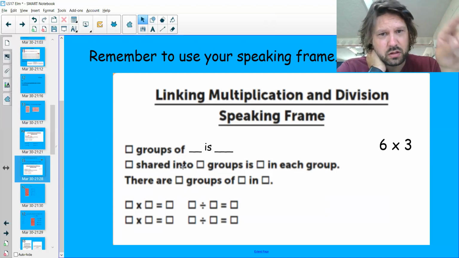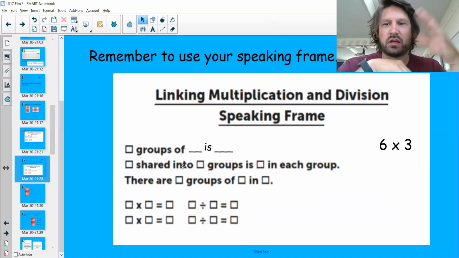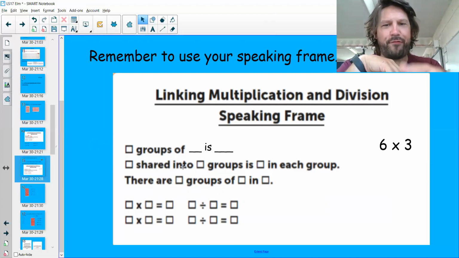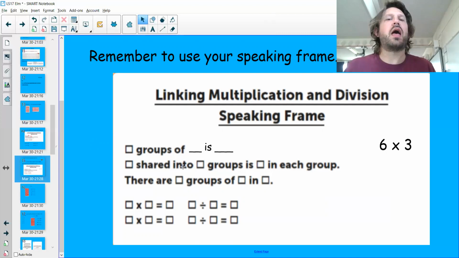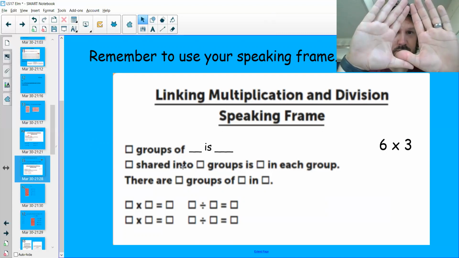Groups of is. Like before, it was 3 groups of 5 is 15. This would be 6 groups of 3 is, and you also create your array. You can create 2 arrays actually. Okay, pause.